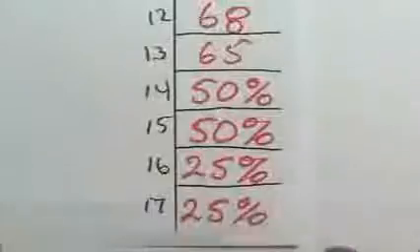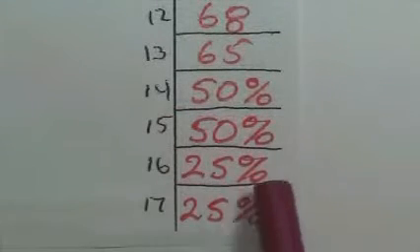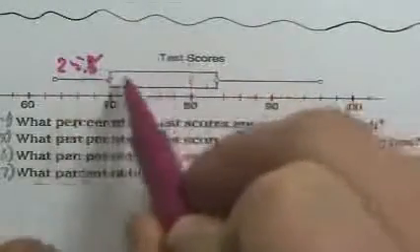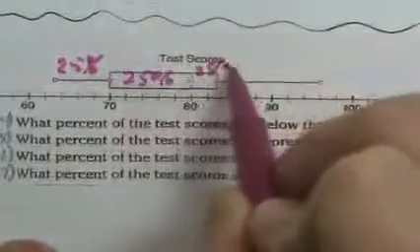Number 14 is 15%. Number 15 is 50%. Number 16 is 25%. And the last one is 25%. Remember that on these problems, in all of them, each one is 25%. Each quarter is 25%. This is sloppy, excuse me. Anyways, you get the idea. Each quarter is 25%.